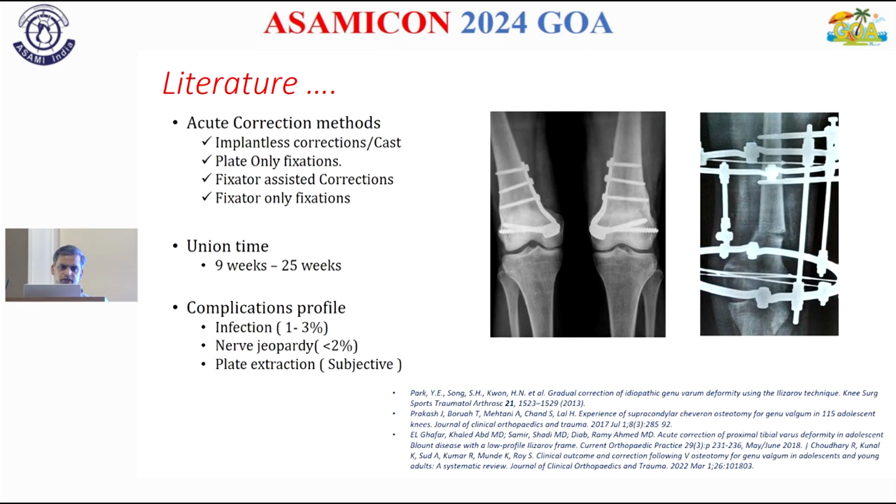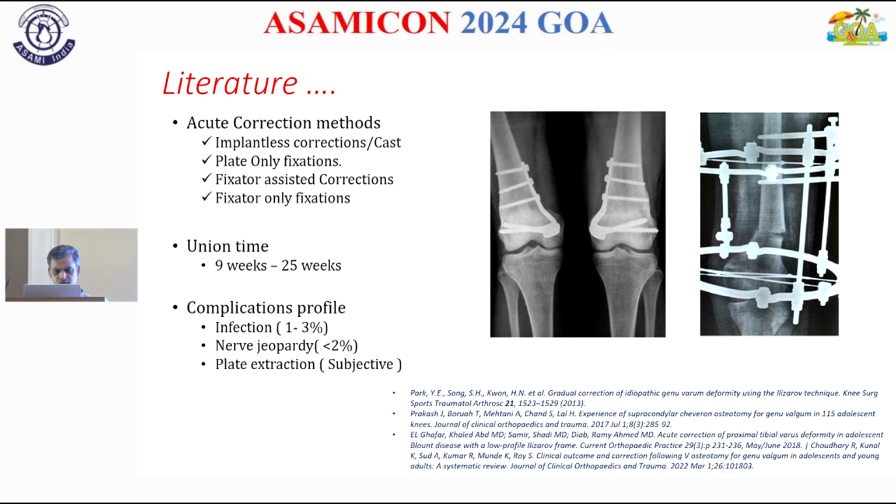If we go by literature on similar cases, there are 4 methods of acute correction described in literature. Implantless corrections with correction by cast only. You do corticotomy or osteotomy and do acute correction. And you can do fixation with plates or fixator assisted corrections, as many speakers told earlier, or fixator only corrections.